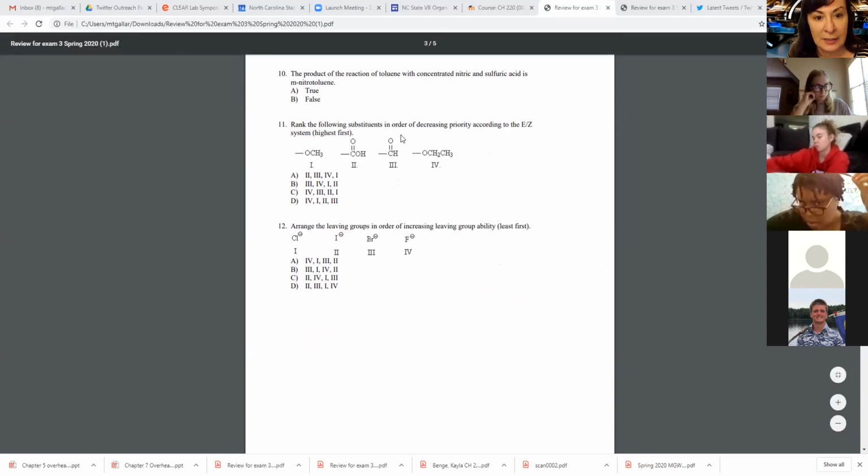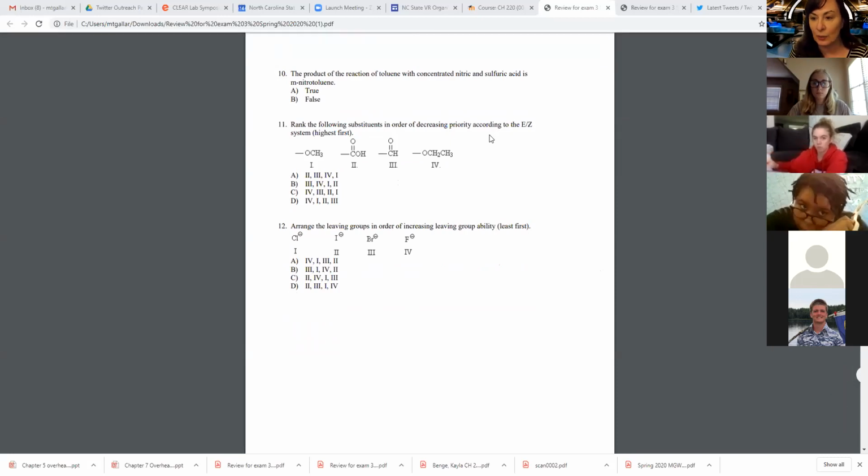Number 11, they're asking you to rank the substituents in order of decreasing priority according to the CIP system. Why am I bringing back the CIP system one more time? Because it is the same system that we use when we're ranking things for R and S, okay? So of all the things that we have here, which one do you think should be the highest rank according to the CIP system? 4. And Nicole, you're saying 4 because it starts with an oxygen, right? Which has the highest molecular weight.